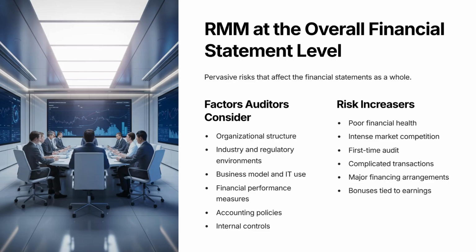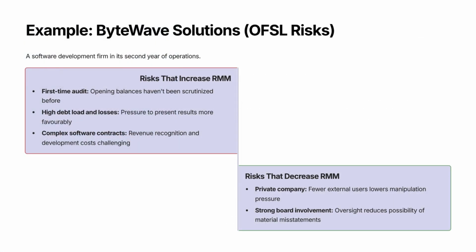Here, auditors consider the entity's organizational structure, industry and regulatory environments, business model and use of IT, financial performance measures, accounting policies, internal controls. RMM at this level can be increased by factors like poor financial health, intense market competition, a first-time audit, complicated transactions, major financing arrangements, employee bonuses tied to earnings. Just as important, auditors must also identify factors that reduce risk, such as fewer users of the financial statements or strong oversight. Let's move to our next company example, BiteWave Solutions, a software development firm completing its second year of operations.